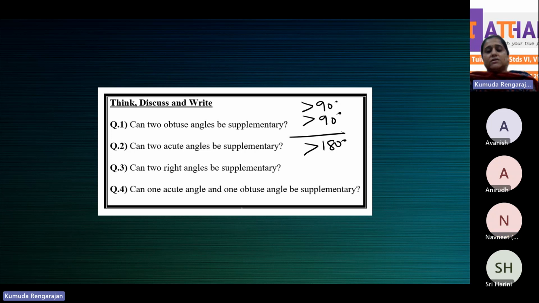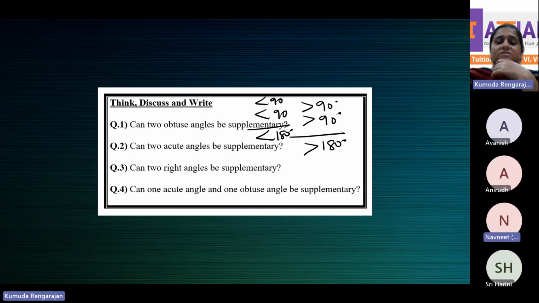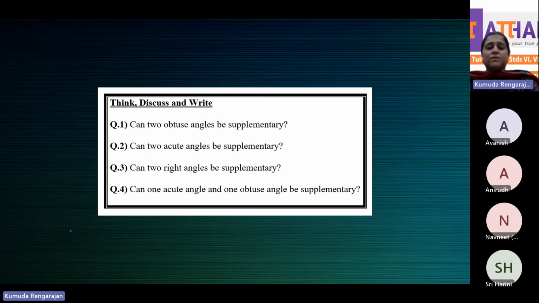Correct. Can two acute angles be supplementary, children? One angle is less than 90 degrees, the other is also less than 90. Then the sum will be less than 180 degrees. No, ma'am, it's not possible. Two acute angles also cannot be supplementary.